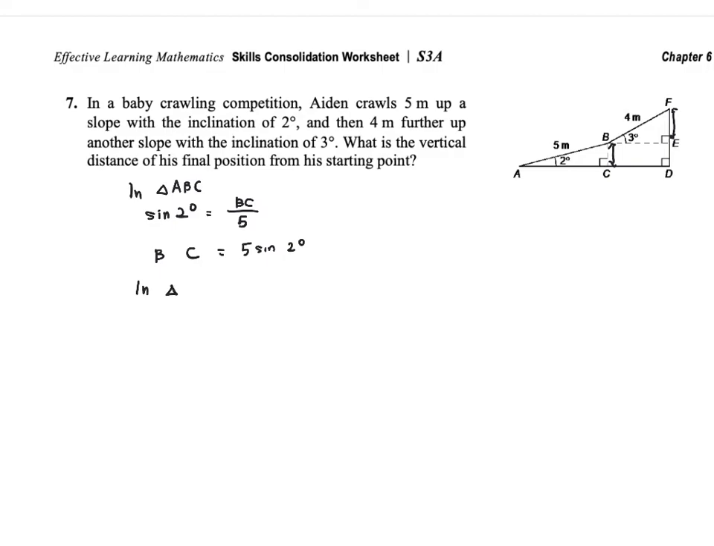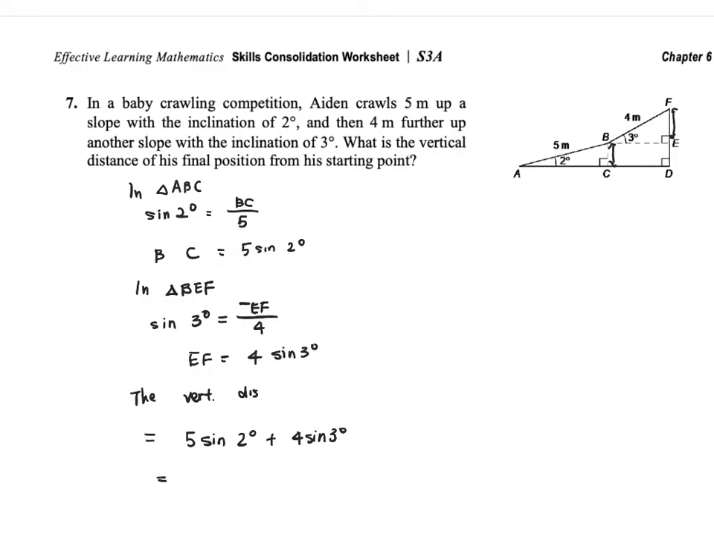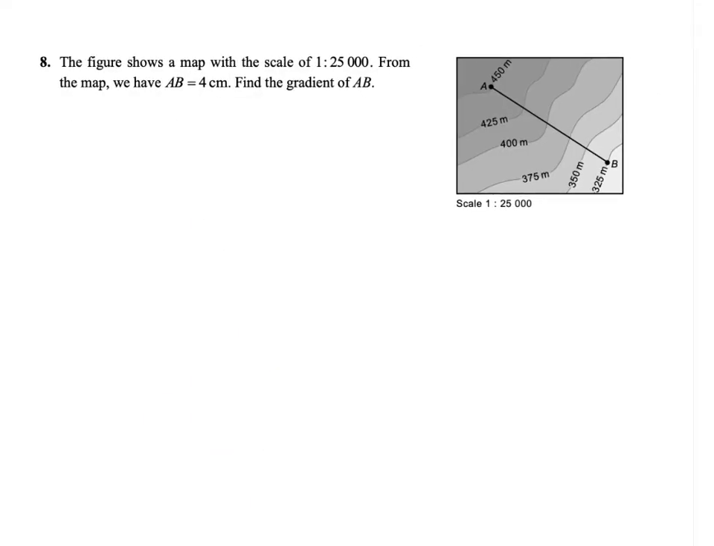And then in another triangle, that is BEF, you know that sine 3 degrees equals EF over 4. So EF equals 4 sine 3 degrees. So the vertical distance will be equal to 5 sine 2 degrees plus 4 sine 3 degrees. Okay, so that is why you will have this one to be 0.384 meter.